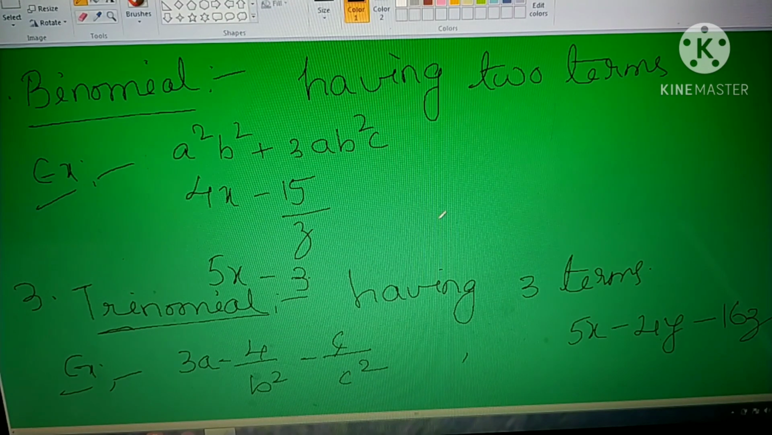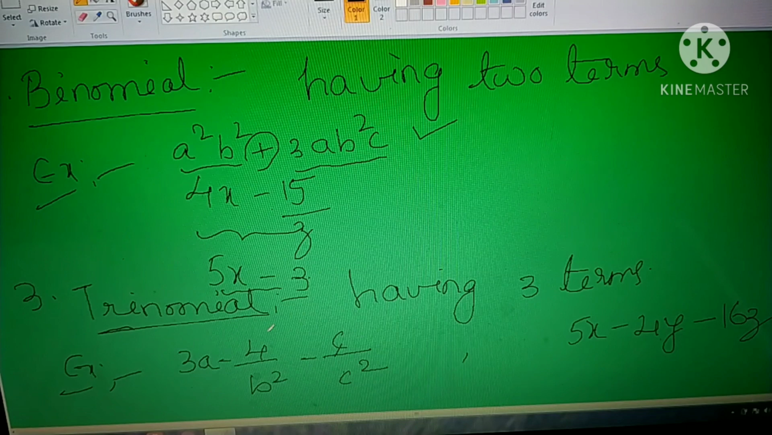So next, binomial, having two terms. Up to now we have seen monomial means what? Only one term. Now see, having two terms means what? See here, a square b square and 3a b square c. This is one expression, and these terms are separated by an addition symbol. Now in this expression, the terms are separated by a minus symbol.